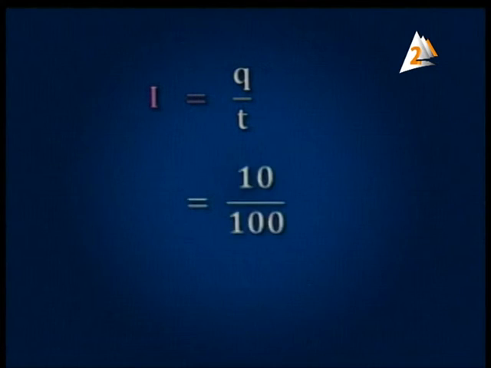We have the first thing, I equals Q divided by T. And here we have 10 divided by 100 equals what? Equals 0.1 ampere. So it is very, very important to know I equals Q divided by T. I need to calculate the electric current intensity, so it's Q divided by T. Quantity of charge divided by the time in seconds.